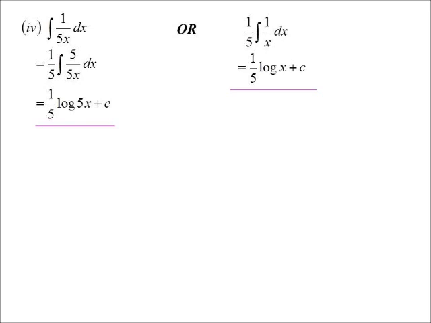Because in the first one, I could have used my log laws to rewrite that to be a 5th log 5 plus a 5th log x. Well, a 5th log 5 is a constant number, so it gets absorbed in the constant. In the second one, you've got the 5th log x. So they are actually the same answer.